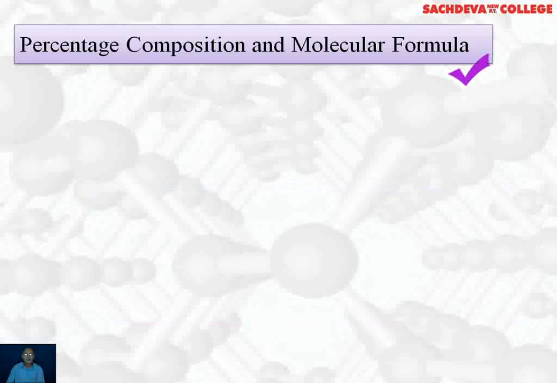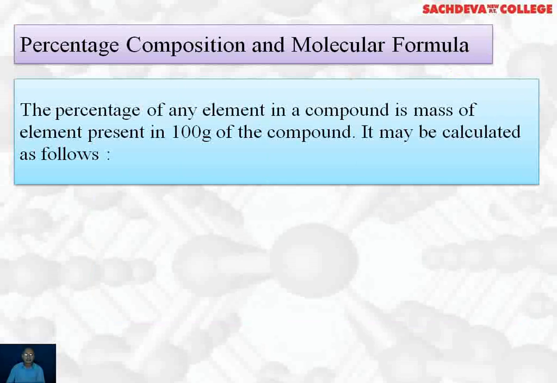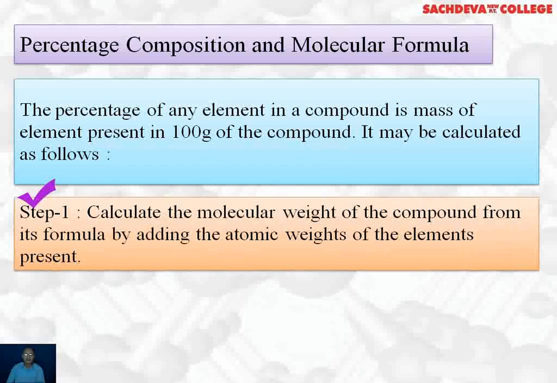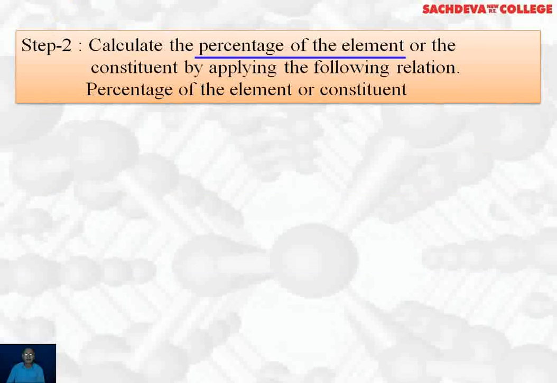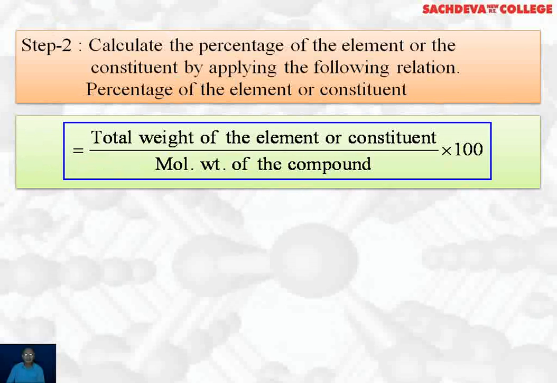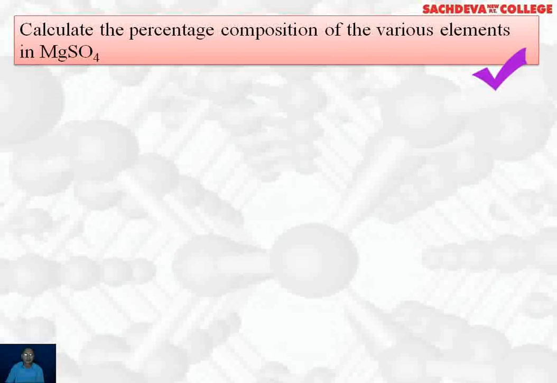Next topic is percentage composition and molecular formula. The percentage of any element in a compound is the total mass of the element present in 100 gram of compound. It may be calculated as follows. First step, calculate the molecular weight of the compound from its formula by adding the atomic weights of the elements present. Second step, calculate the percentage of the element or constituent by applying the following relation. Percentage of element or constituent is equal to total weight of element or constituent divided by molecular weight of compound, times 100.